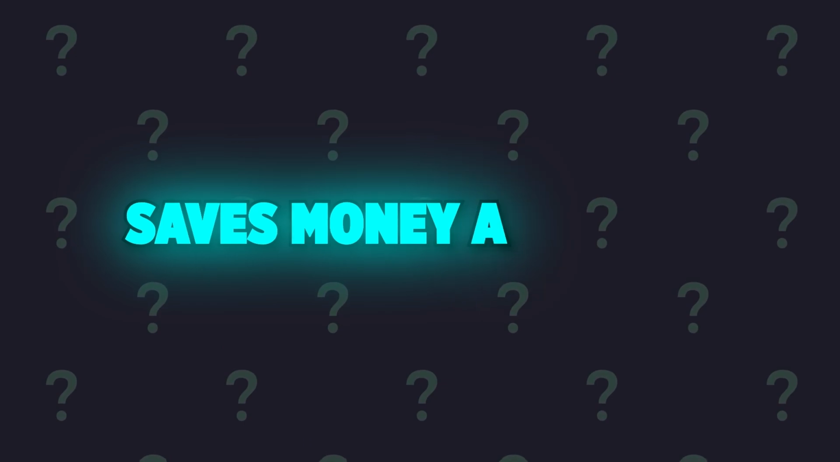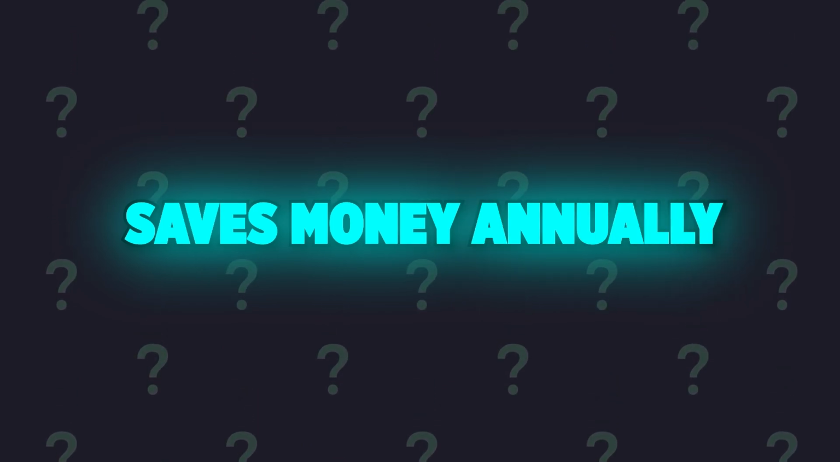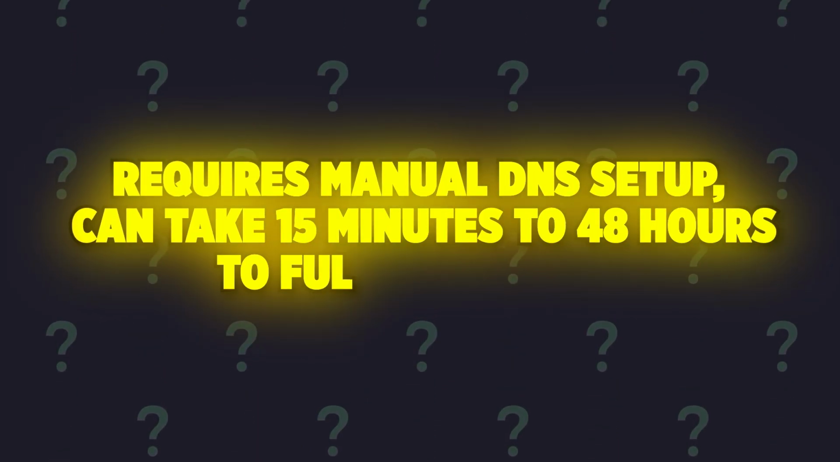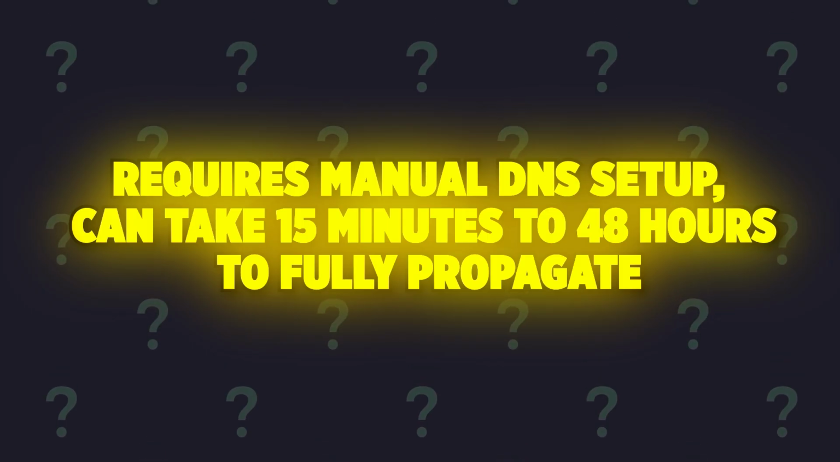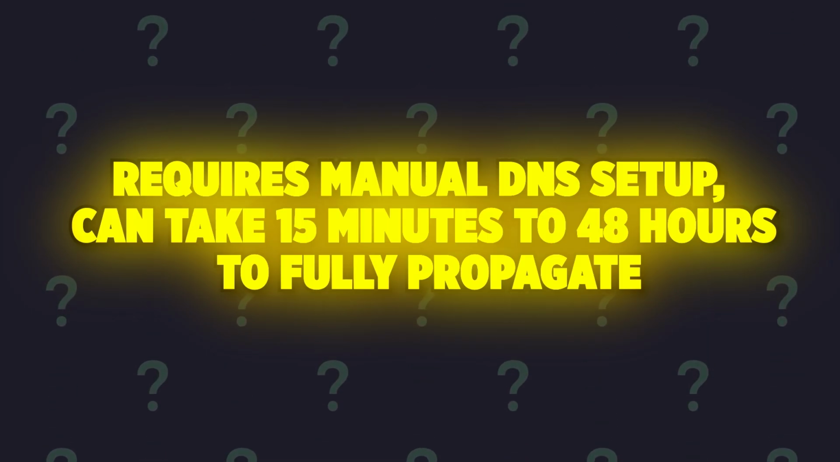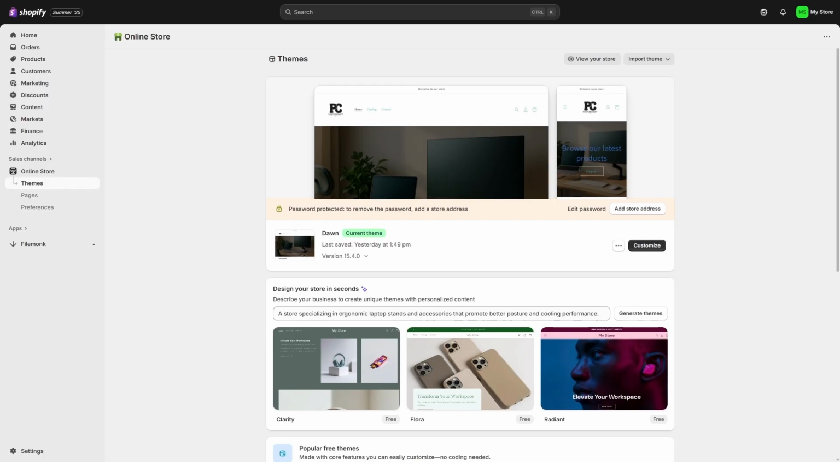The pro of the second option is that it saves you money annually, and the downside is that it requires manual DNS setup and it can take 15 minutes to 48 hours to fully propagate. Before you go live, we need to configure the backend settings that make your store actually function. Let's knock these out one by one.